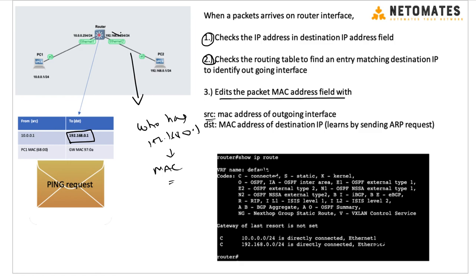So what is the outgoing interface? The packet came in here and it's going out this way. So Ethernet 2 IP address. It will change the source MAC address to Ethernet 2.